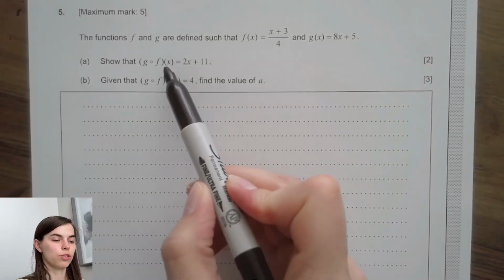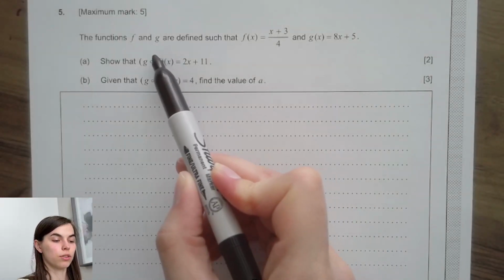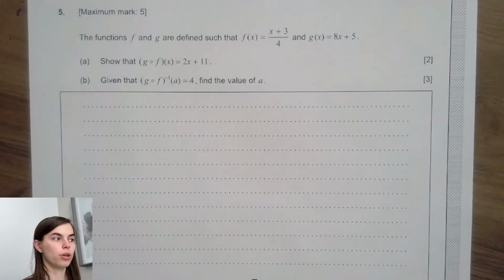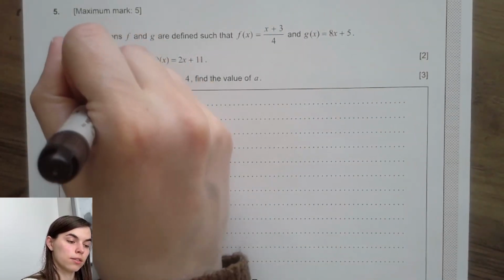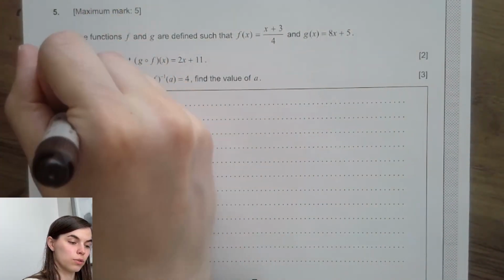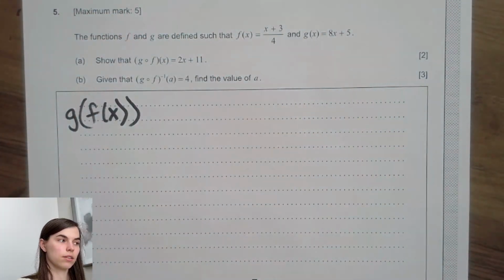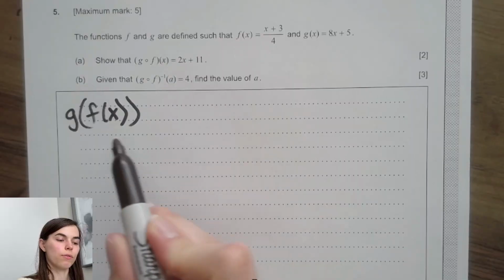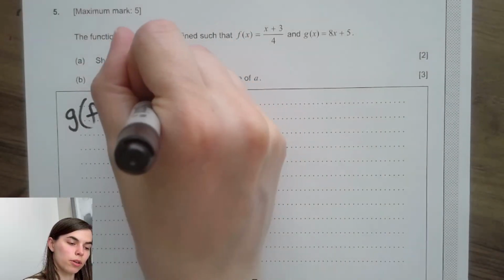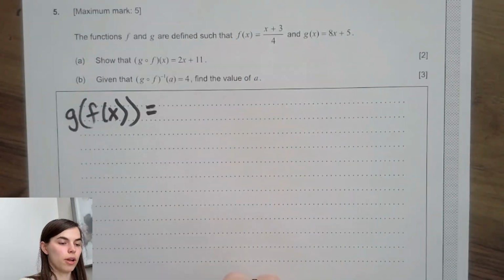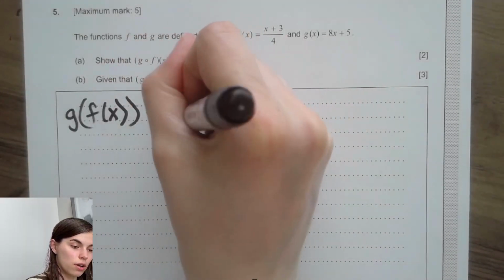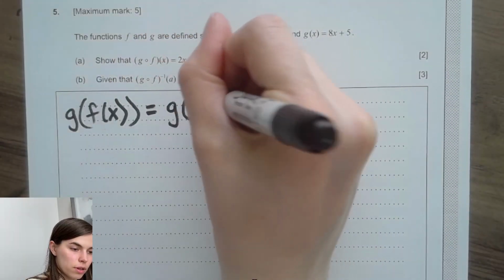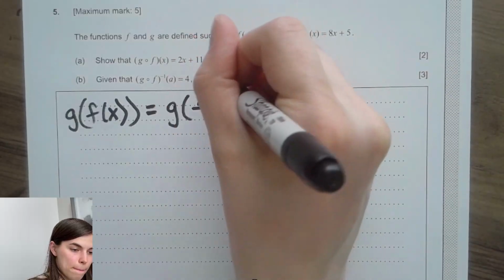When it comes to these compositions, we always want to start with the function that is closest to the input, which in this case is x. So first we're going to take f of x and do g of f of x. This is another way to write this. First we're going to start by putting our f of x right in here. So this is going to be g of x plus 3 over 4.